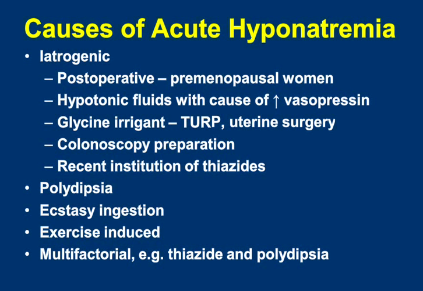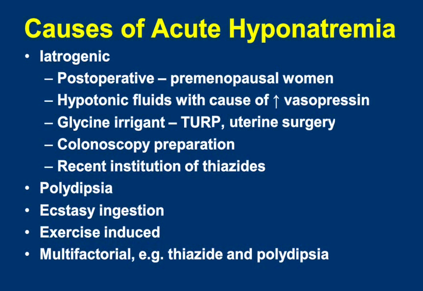We're taught that these glycine irrigants that used to be used in TURPs and uterine surgery don't give you true hyponatremia, but many people have shown that they actually do give you a true hyponatremic syndrome. Many patients have been reported with acute hyponatremia after colonoscopy preparation. And this is all types of colonoscopy preparation, be it PEG-based or phosphate-based.